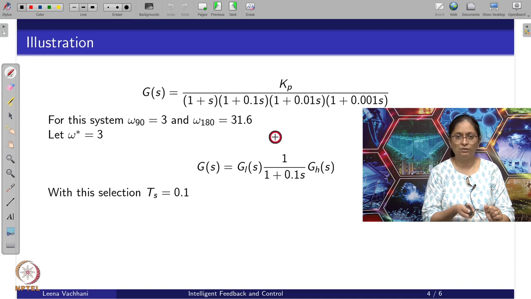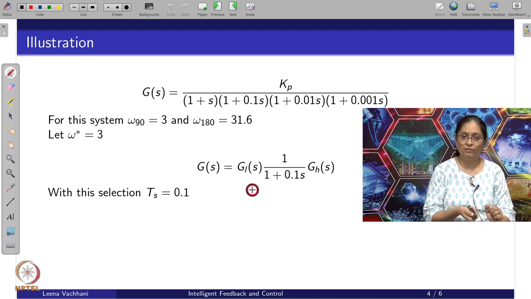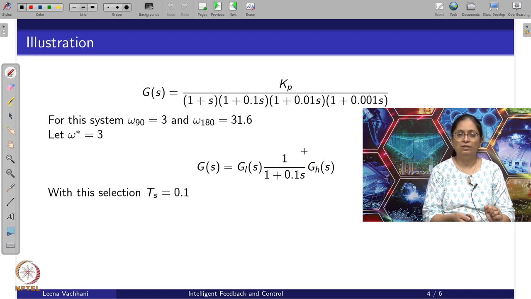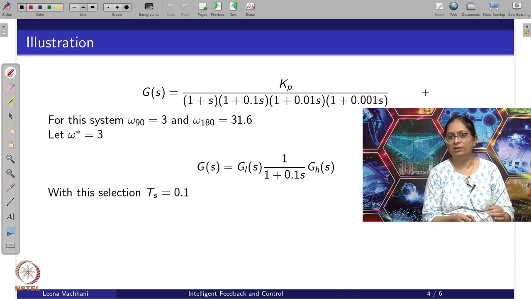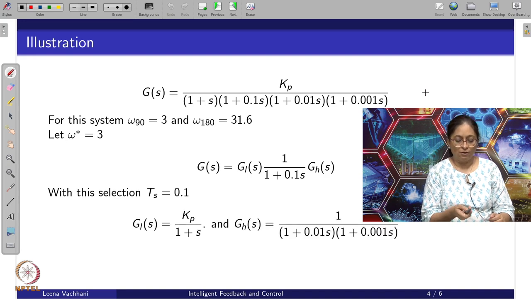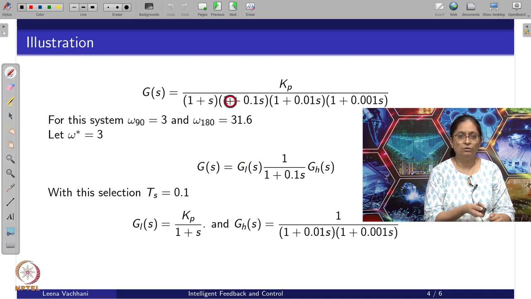So we are going to break down the system in terms of lower frequencies and high frequencies, and this breakdown happens at this particular 0.1 second. What we did here is that we arranged this transfer function in the decreasing order of the time constants corresponding to the poles. Now, this lower term corresponds to the higher time constant term. So my GL of s is Kp by 1 plus s, which we will retain.